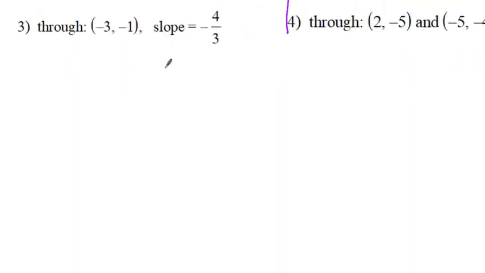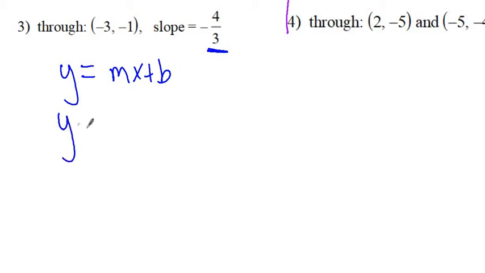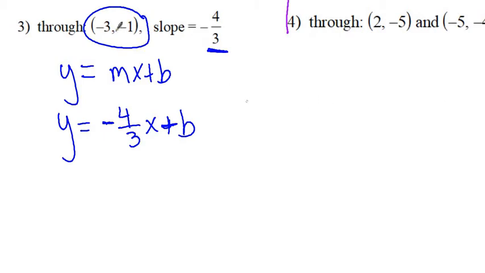Okay, numbers 3 and 4. So this one's a little bit more involved. We have our slope-intercept form, and we always start by plugging in what we know. So we know the slope is negative 4/3, so I'm going to plug in negative 4/3 where m used to be. Okay, now how do we find what b is? Well, we find it by using this other piece of information they give us. This is our x value right here, and this is our y value. And that's just a single point on that line, but that's okay. We can use that to our advantage.